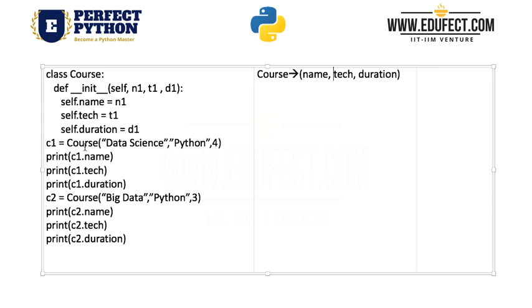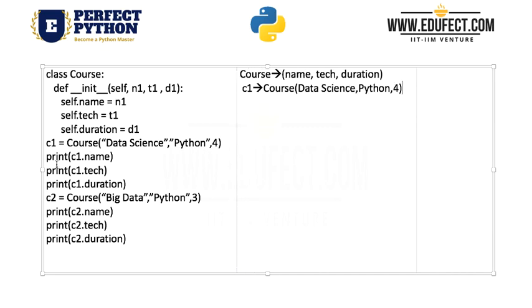So now we are saying c1 is equal to course data science comma Python comma 4. When we call it, this constructor is getting called. So n1 is getting the value data science, t1 is getting the value Python, and d1 is getting the value 4. Let's write it down. So c1 is an object of type course, and what value is self.name getting? n1 is data science. So data science comma Python comma 4. This is how c1 looks like.